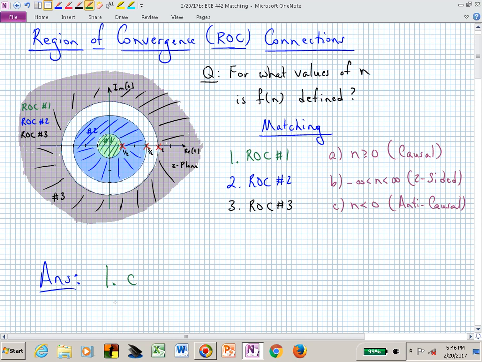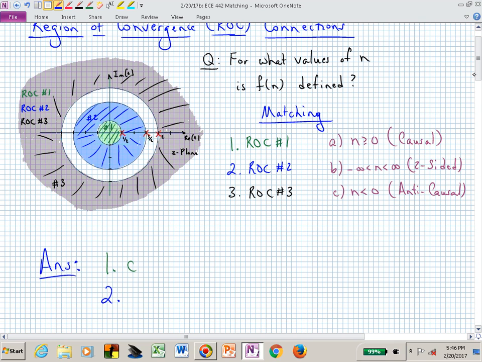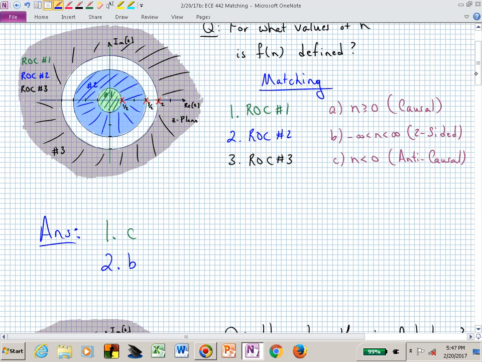Number 2. Region number 2 is A, B, or C on the count of 3. Is it causal, two-sided, or anti-causal? That's number 2. 1, 2, 3. Okay, so now we have quite a few horizontal thumbs, which is good. So that is B. And 3, which is my third color, A, B, or C.